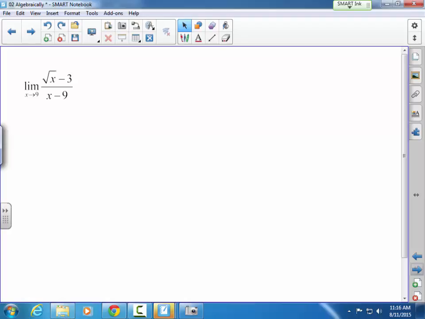So once you finish there, you've jumped on to this one. The limit as x approaches 9 of root x minus 3 over x minus 9.